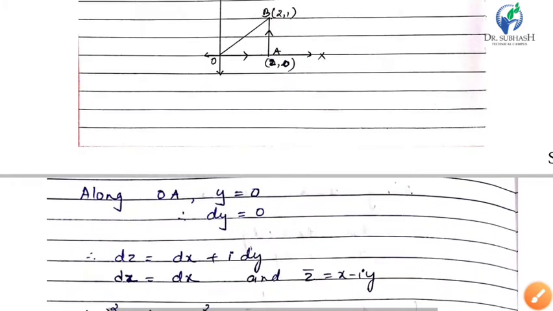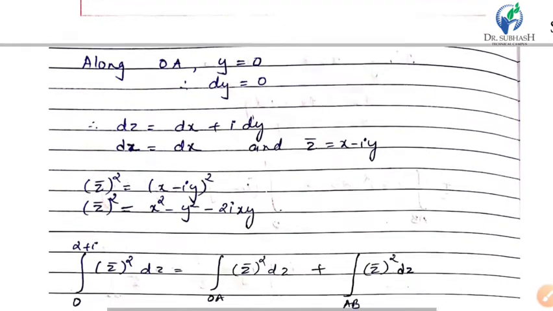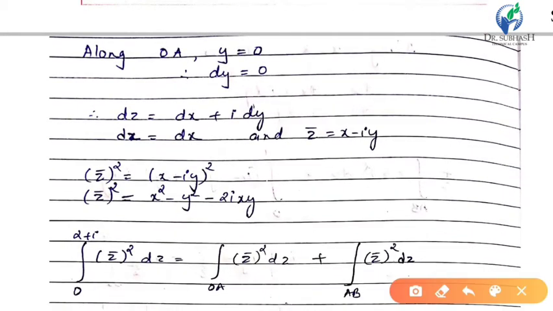Now first I am taking path OA. When I am taking along the real axis, along OA, at that time y will be equal to 0. So definitely dy will be equal to 0. Now we know that dz equals dx plus i dy. So if dy equals 0, then dz equals dx.